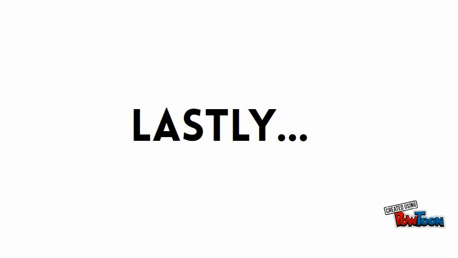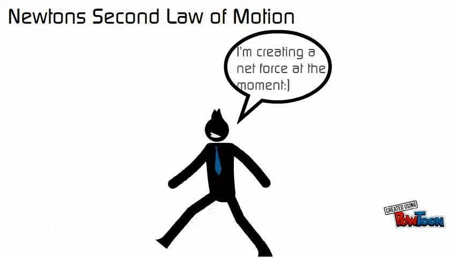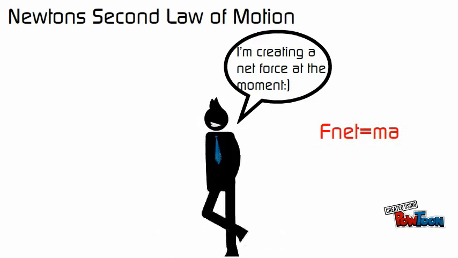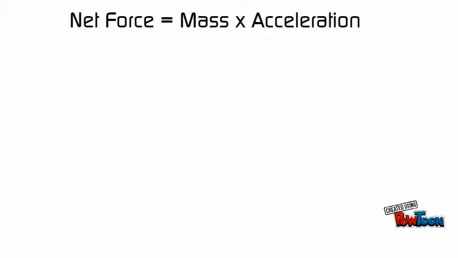And lastly, Newton's second law of motion deals with the relationship between force, mass, and acceleration. Walking ties into Newton's second law of motion because when you walk, you create a net force by your mass and how much you are accelerating. This will look something like this. F net equals ma, where the net force would be equal to the mass times the acceleration.